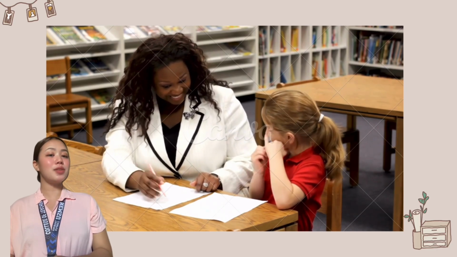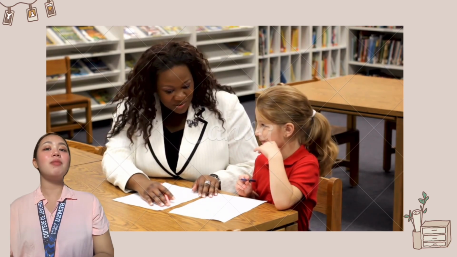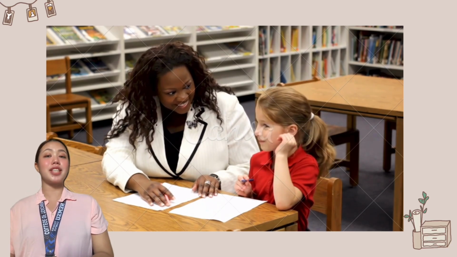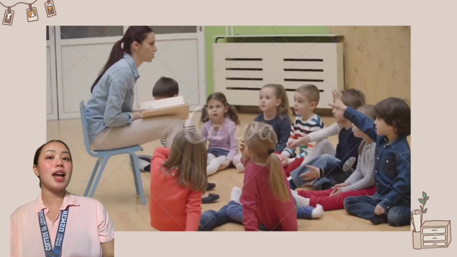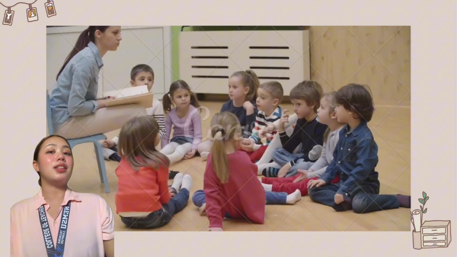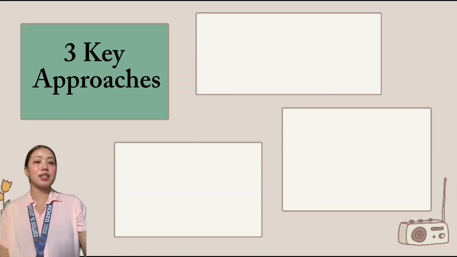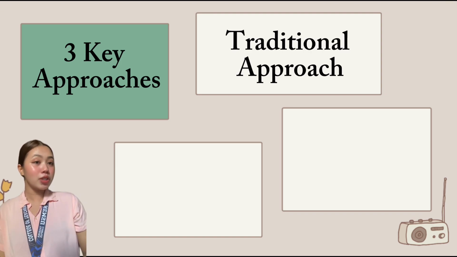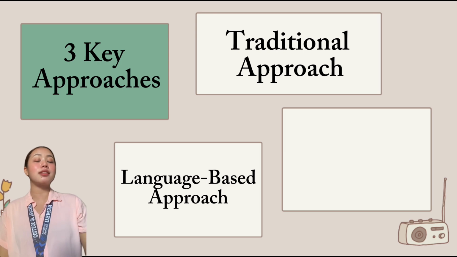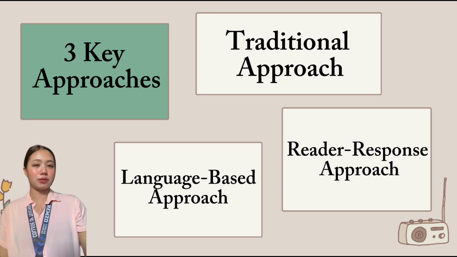Approaches in teaching literature are the methods and strategies a teacher uses to engage students and help them gain a meaningful understanding of text. A good approach aligns with the teacher's goals and the needs of the learners. In this lesson, we'll focus on three key approaches that can be used in the classroom. First, the traditional approach. Second, the language-based approach, and the last one is the reader-response approach.